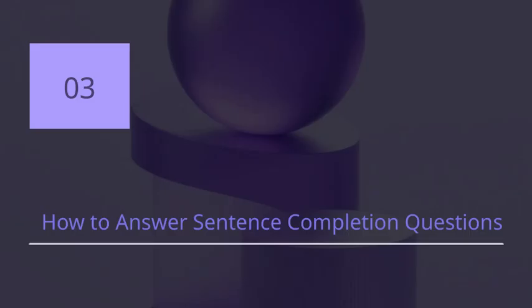Let's talk about how to answer sentence completion questions effectively. First, it's all about understanding what the question is asking. You want to identify the key clues in the sentence that hint at the correct answer. These clues often come from context words or the overall tone of the sentence. Next, it's important to eliminate answer choices that don't fit logically or contextually. This process helps narrow down your options and increases your chances of choosing the right one.